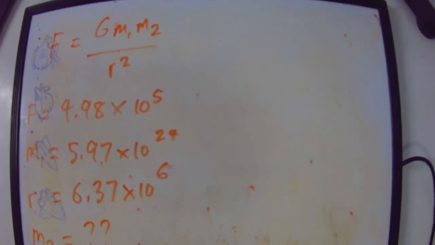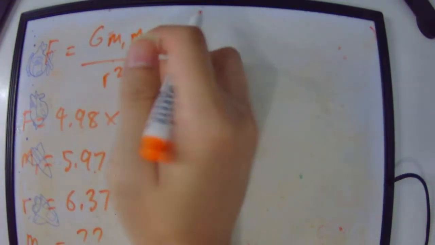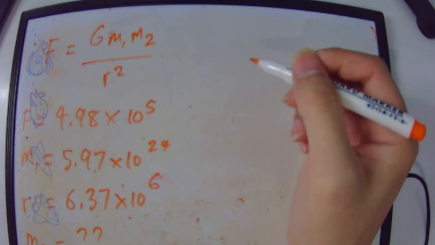So berapa lah tu? So let's try find it out. So let's put everything in the formula. So force equals G M1 M2 over R squared. So force, this is pretty long, so I might have to use the other side. Oops. So I'm going to go ahead and use the other side because it's pretty long.